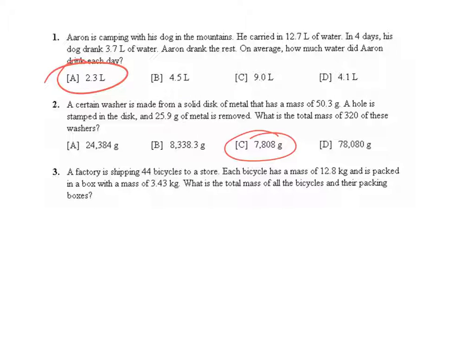Our first step is to figure out the mass of one bicycle along with its packing materials. So one bicycle is 12 8/10 kilograms, and its packing materials are 3.43 kilograms. We need to combine those. Make sure you line up place values, and then go ahead and do addition. So we've got 16 and 23 hundredths kilograms per bicycle, but we're shipping 44 of those. We're going to ignore the decimal and think of this as 1,623, and then later on shift our entire answer 2 place values to the right.